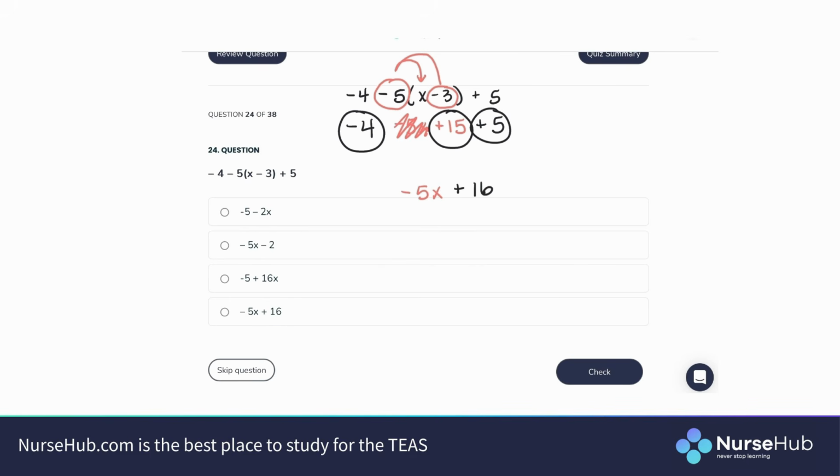So which one looks like that? Down here. Notice how if you did negative 4 plus 15, that's just 11. Plus 5 gives you 16. So the order itself, when it's only addition and subtraction like this, you're going to get the same thing.